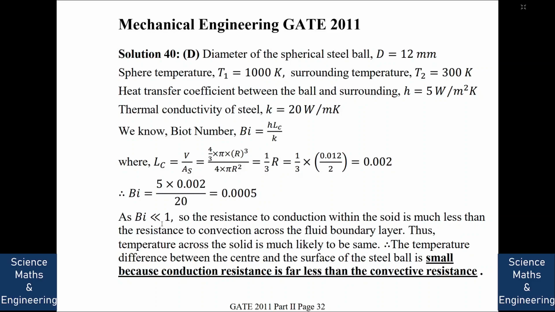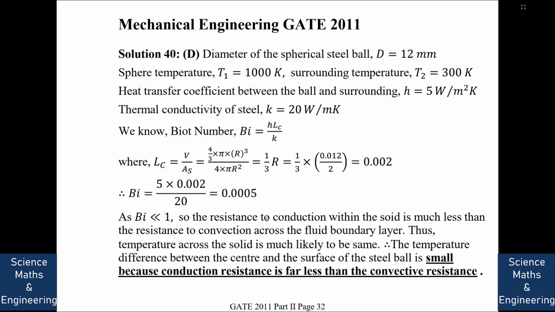Now Biot number is much less than 1, it is almost equal to 0. So the resistance to conduction within the solid is much less than the resistance of convection across the fluid boundary layer. In other words, the heat moves faster through the solid than the heat moving from the solid to the fluid. So the temperature across the solid is much likely to be same as the heat is flowing much faster. Therefore, the temperature difference between the center and the surface of the steel ball is small.